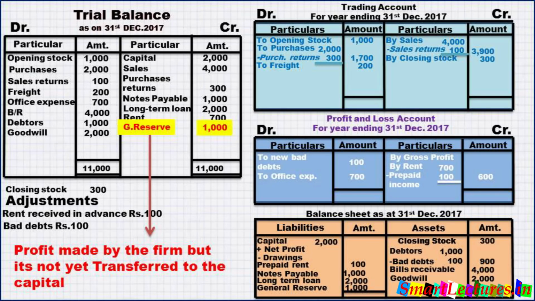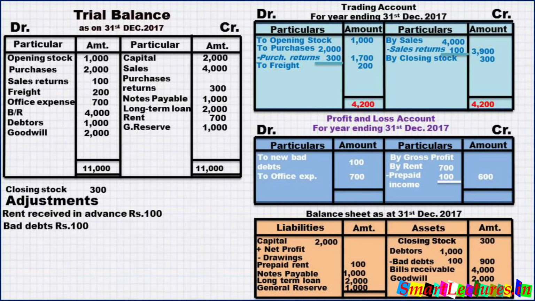So in this way, the trading account, the total on both sides will be 4200, to gross profit 1300. This gross profit will go to the credit side of profit and loss account, 1300. So total of profit and loss account on both sides will be 1900, and to net profit, this is the balancing figure on the debit side of profit and loss account, 1100. Let's move to the balance sheet. Capital 2000 plus net profit 1100 minus drawing 0, and in the outer column 3100, and the total on both sides 7200. In this way the question has been completed.